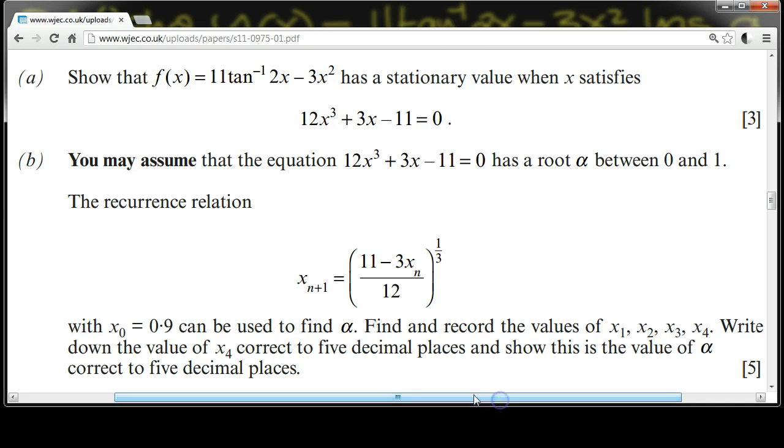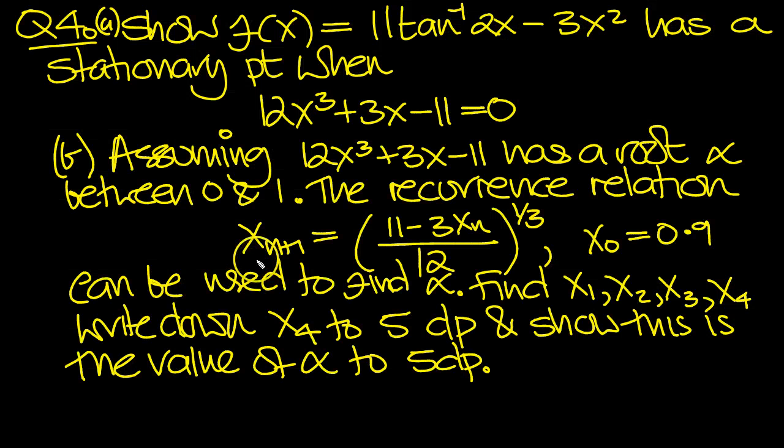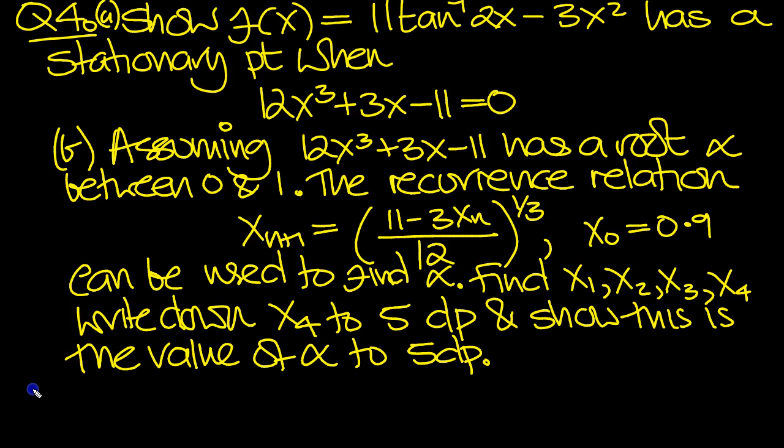Write down the value of x4 correct to 5 decimal places and show that this is the value of alpha correct to 5 decimal places. So let's have a little look at this then. Here's the question here in summary form. So stationary point first of all, then for part A.